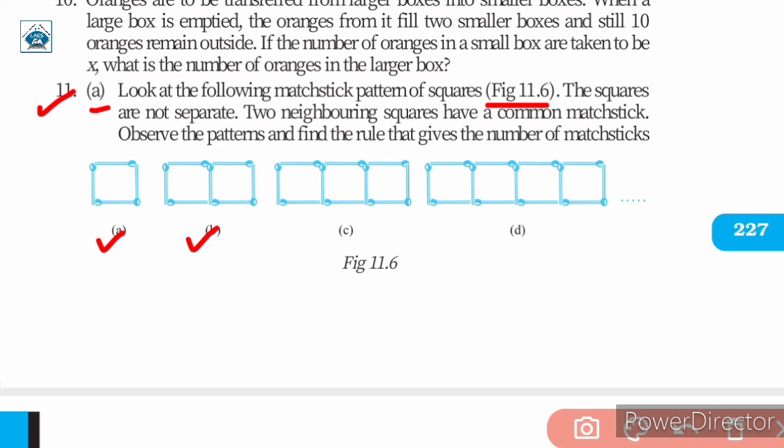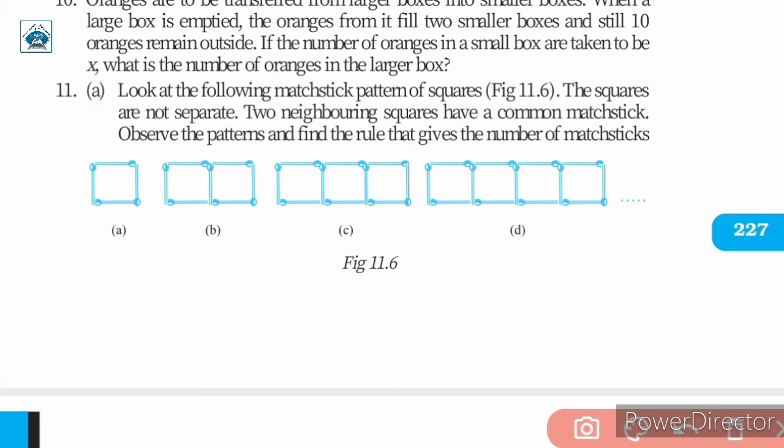In the second figure, we have two squares. In the third figure, we have three squares. And lastly, in the fourth figure, we have four squares. But the thing is, here in the second figure, two squares have the same matchstick as one side. That is, they have a common matchstick. Similarly, here there are two common matchsticks, and here we have three common matchsticks.